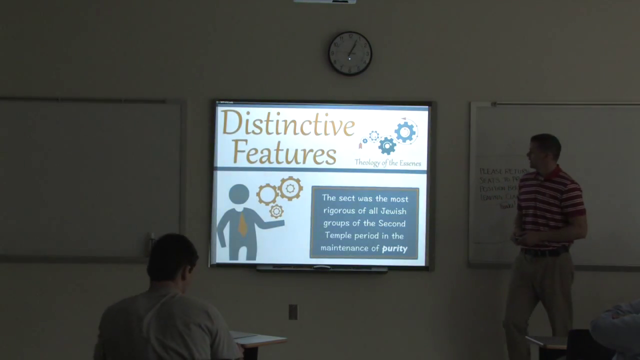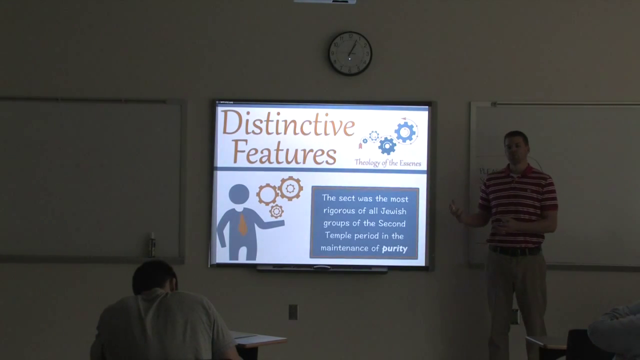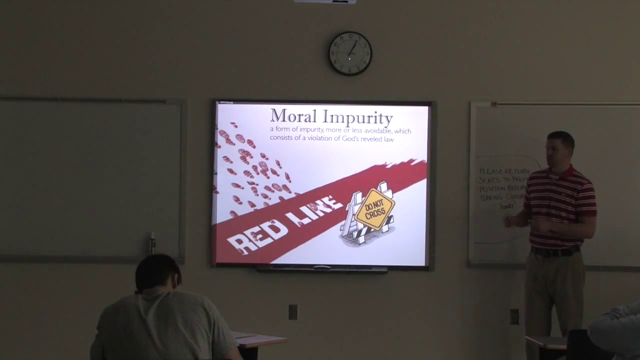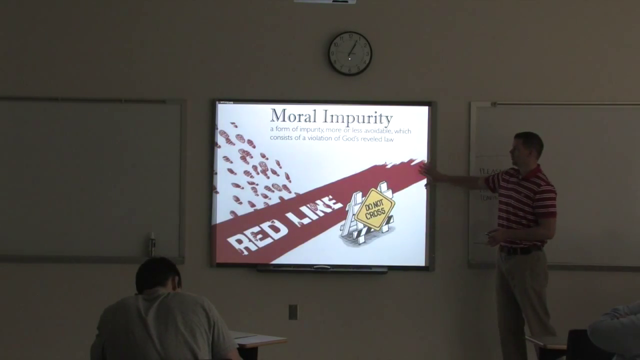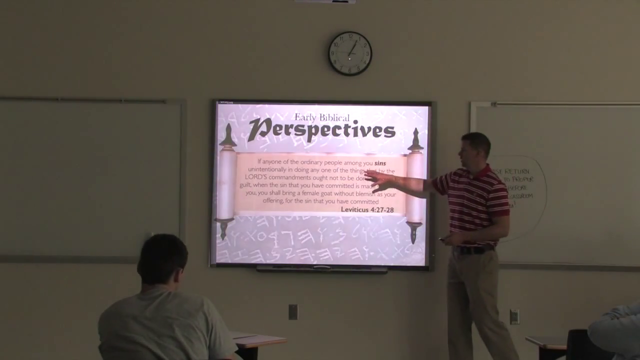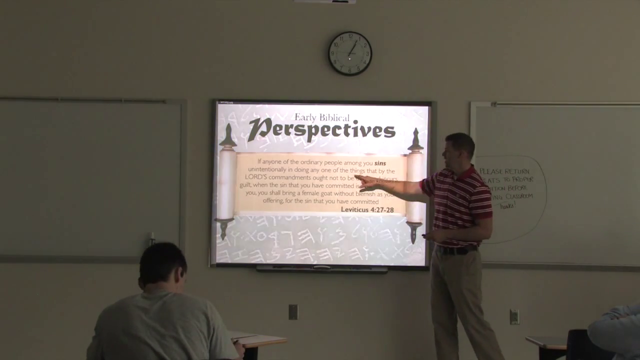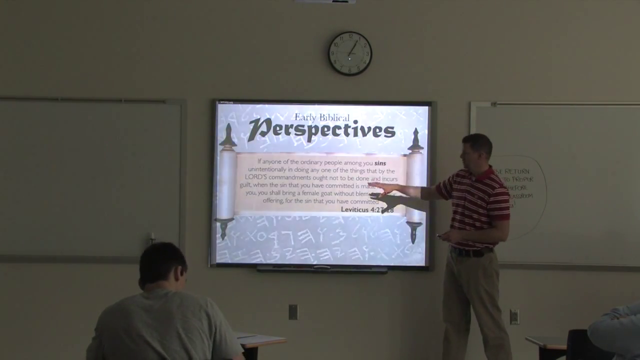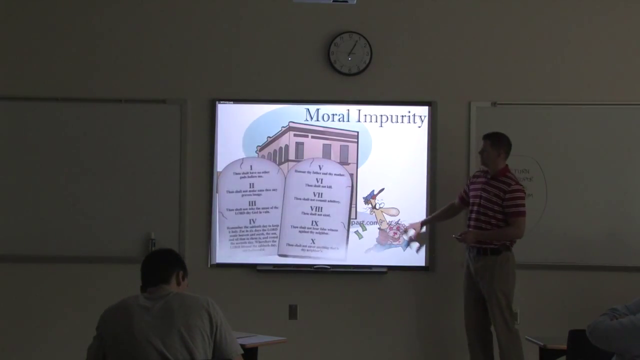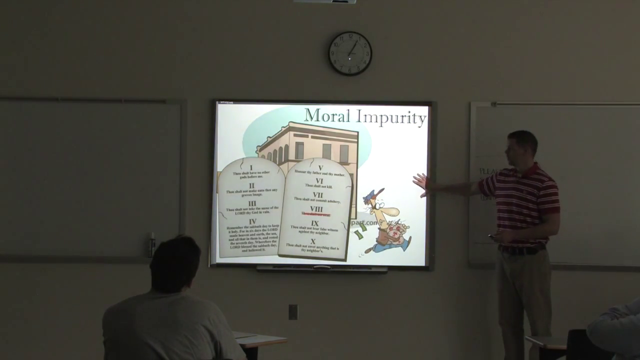The third thing is that they were very strict in terms of the way they viewed purity. Now, purity is kind of hard to get your mind around, but there are two different kinds of purity. There's moral impurity, which is things that you can avoid, like breaking the law. "If any one of the ordinary people sins, unintentionally doing any one of the things that by God's commands ought not to be done." So you break one of the rules. For example, if you rob a bank, that's going against one of the Ten Commandments. Don't steal. That's part of moral impurity.